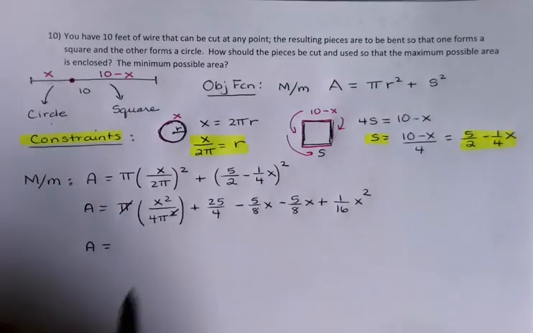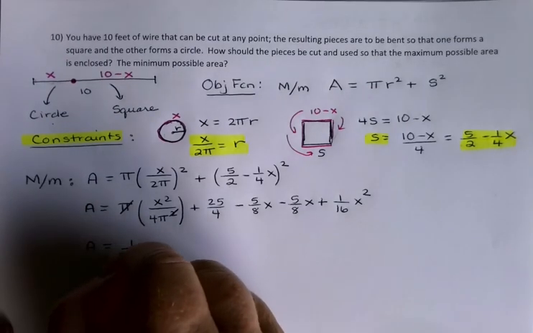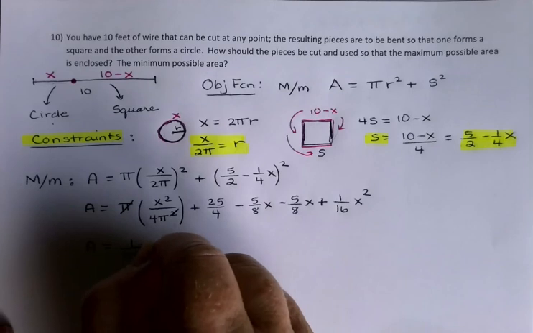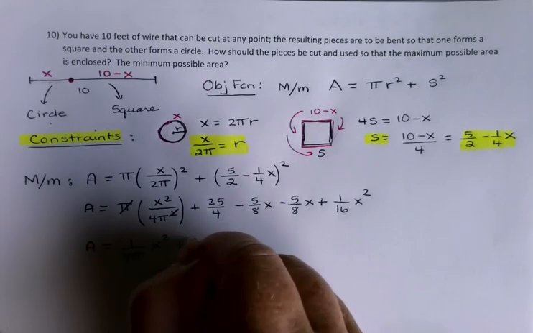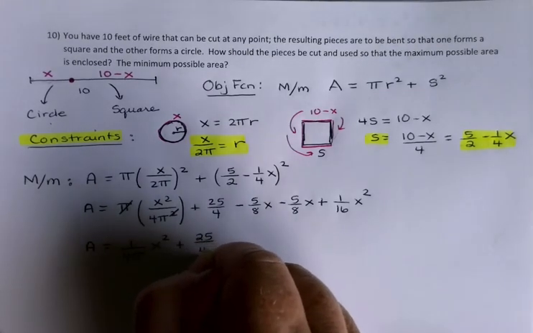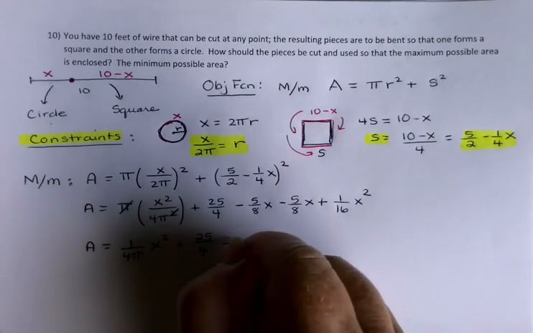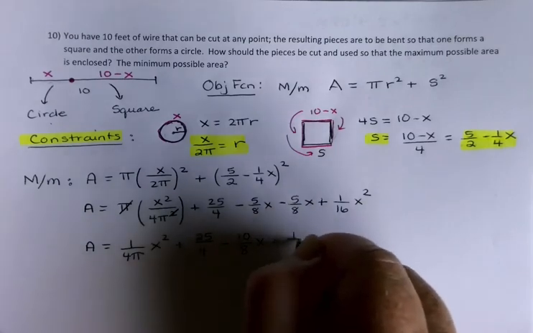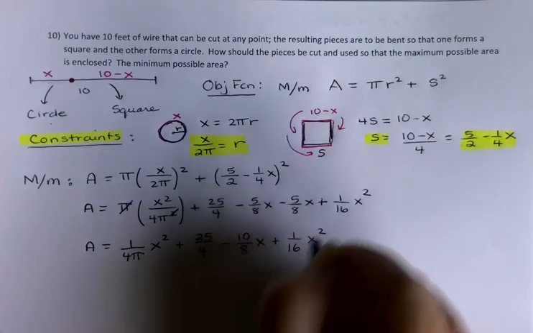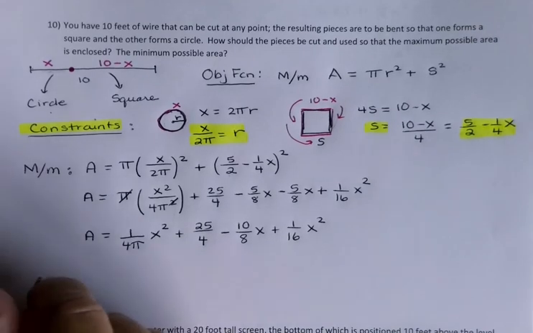And so my area function is, I'm going to think of this as 1 over 4 pi times x squared. Again, just thinking of how my derivative is going to look easier to do for me. Plus 25/4. That'll be a minus 10/8 x. Plus 1/16 x squared. All right, I think I'm ready for my first derivative test.